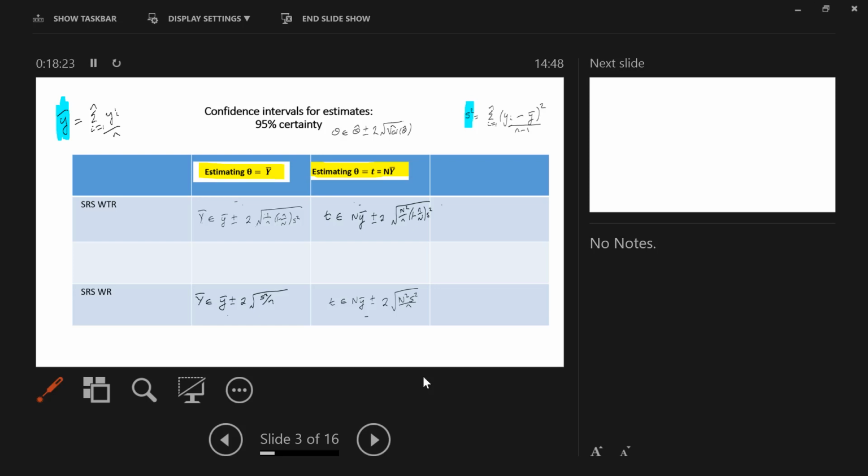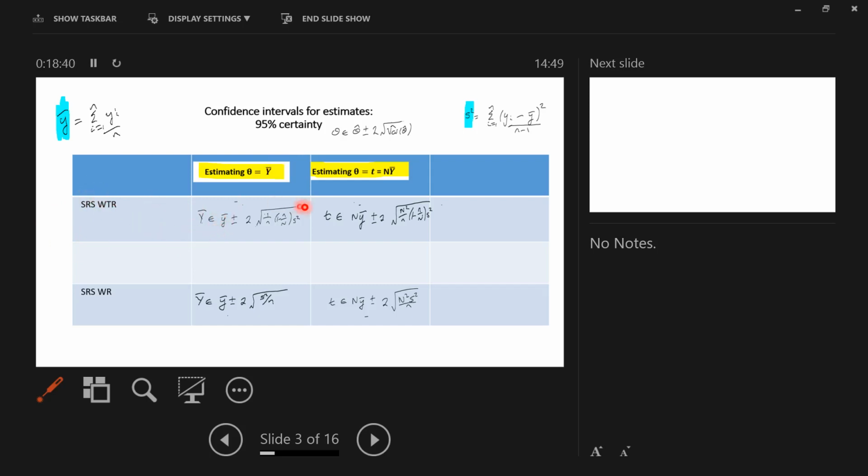We know how to calculate the point estimate. What is the point estimate? That'll just be, if I'm doing without replacement, you want to estimate the population mean, and you're drawing n values using without replacement simple random sampling. That's the point estimate, y bar.